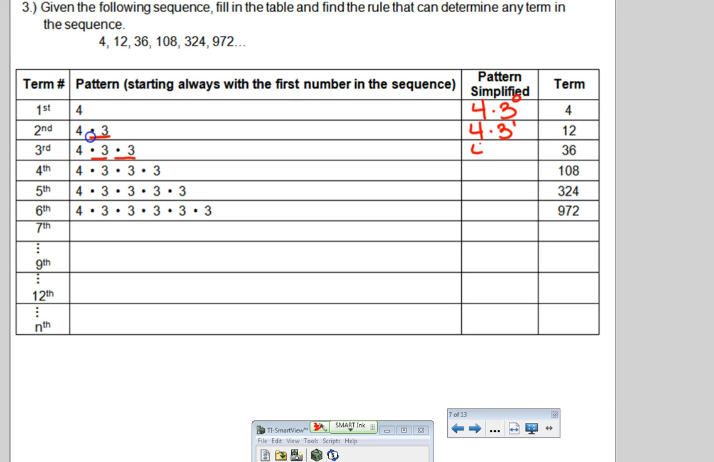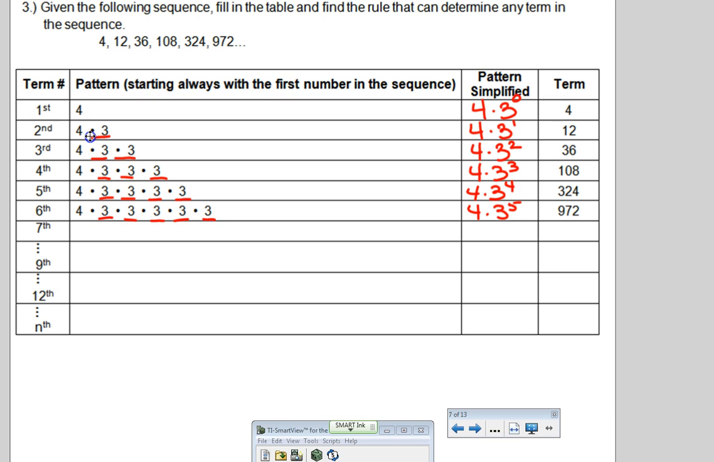Our third one is 4 times 3 times 3, and that's 3 squared if I want to simplify that. Our fourth one is 4 times 3 to the third. Our next one is 4 times 3 to the fourth. And our next one is 4 times 3 to the fifth.